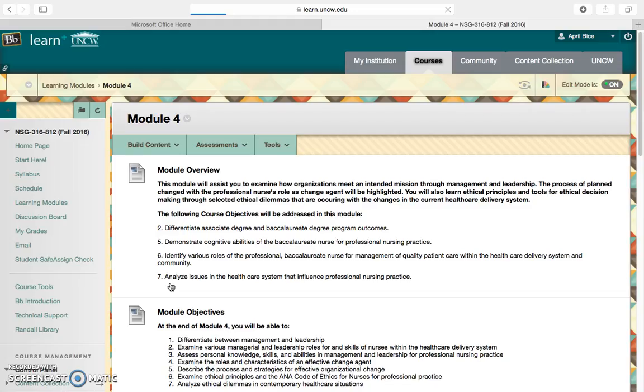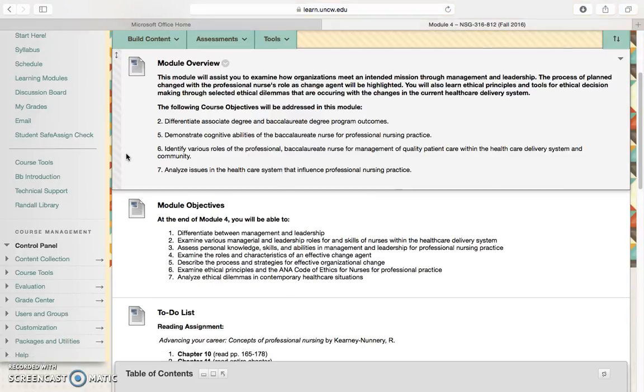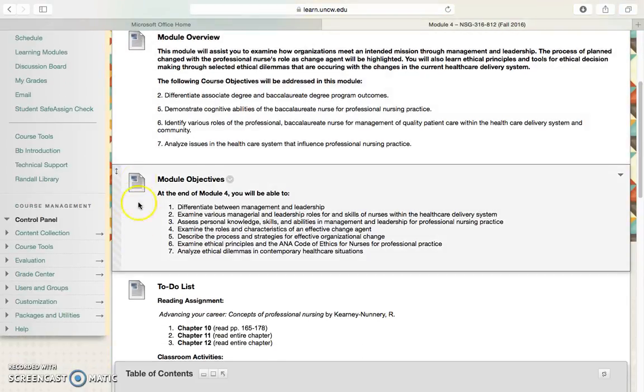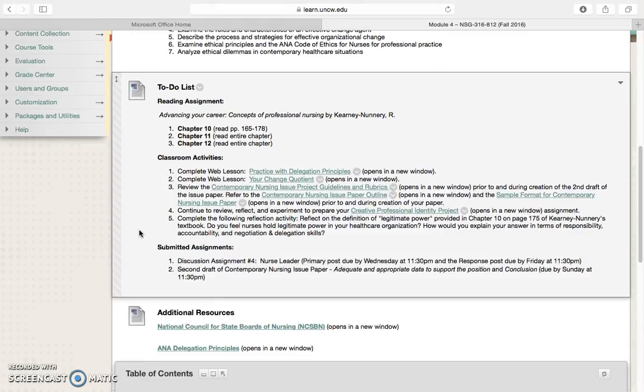So let's enter module 4 through Blackboard. This week we will be focusing on leadership and management within the organizational system as well as through a private nursing system. In addition, we will be talking about the ethical principles and tools for ethical decision making. You do have your module objectives listed here, but let's focus a little bit on your to-do list.